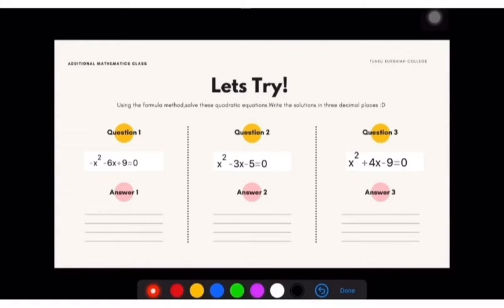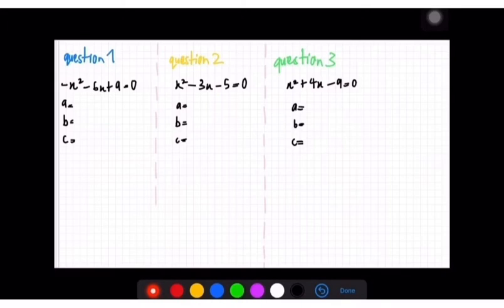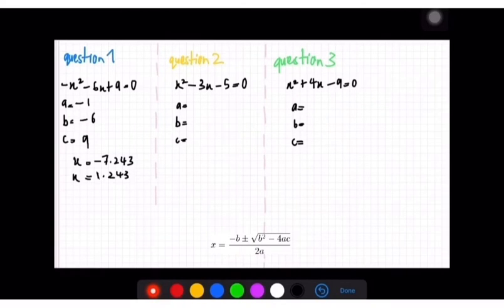So let's try to solve these 3 questions using the formula method and write the solutions in 3 decimal places. Question 1, negative x squared minus 6x plus 9 equals 0. The a is negative 1, b is negative 6, and c is 9. Plug in the a, b, c, x equals negative 7.243 and x equals 1.243. Number 2, x squared minus 3x minus 5. A is 1, b is negative 3, and c is negative 5. Plug in the a, b, c into the formula again.